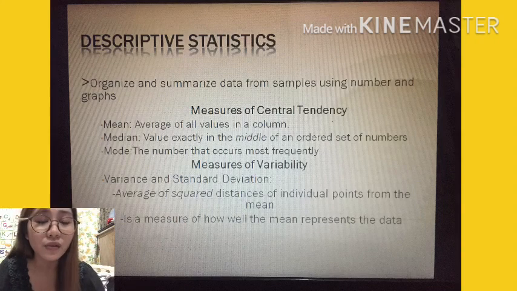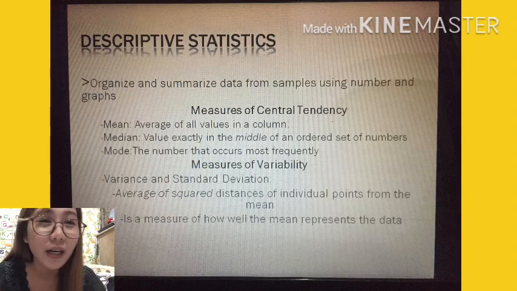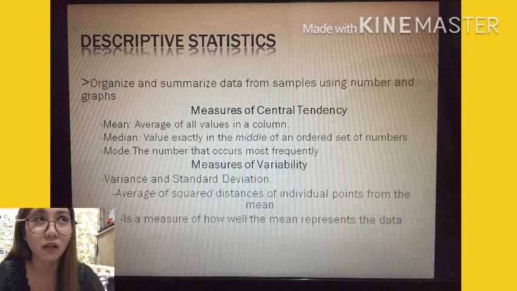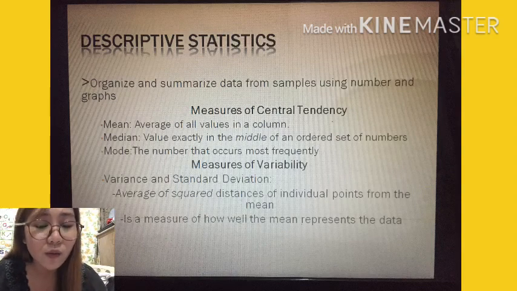So in descriptive statistics, you could summarize your data using a bar graph, histograms, pie chart, and also shape of the graphs and skewness. Now, we can also describe our data in descriptive statistics using numbers.